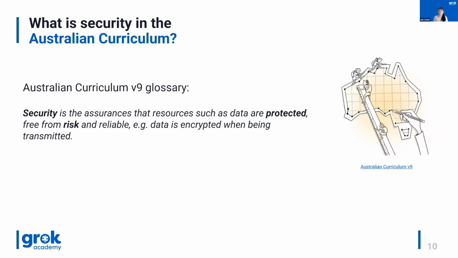And taking a look at security, the Australian Curriculum version 9 glossary defines security as the assurances that resources such as data are protected, free from risk and reliable. For example, any data that's going to be transmitted should be encrypted first. And with so many recent data breaches, it's important that our information is protected and secure. As we move to more and more digital systems with data storage, students need to understand the importance of keeping their information safe and secure. We as teachers also need to ensure their information remains safe.